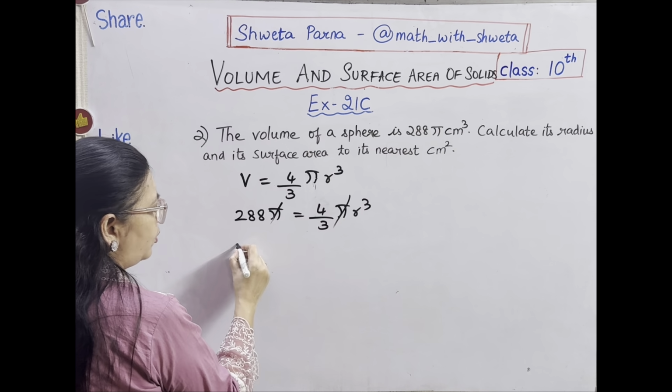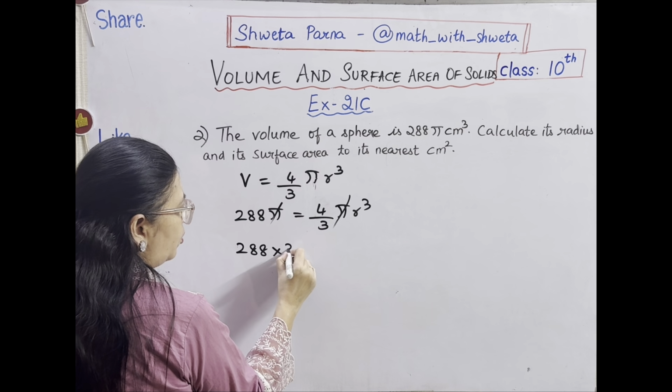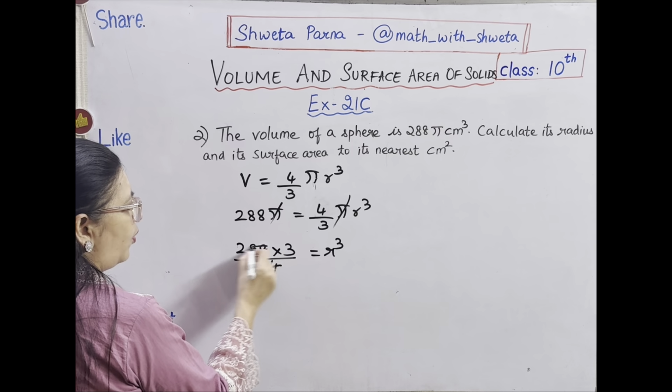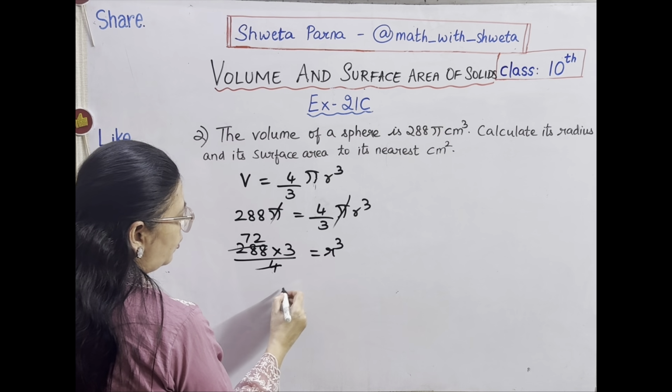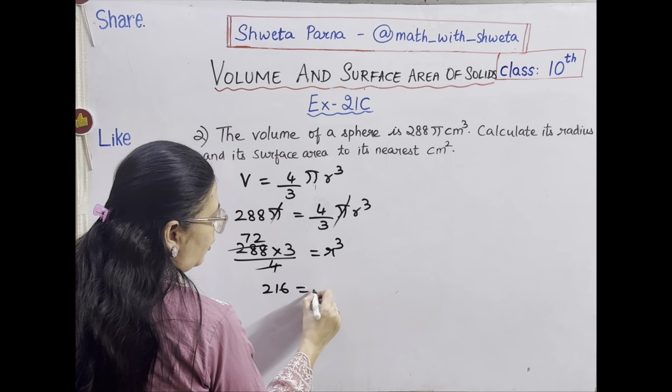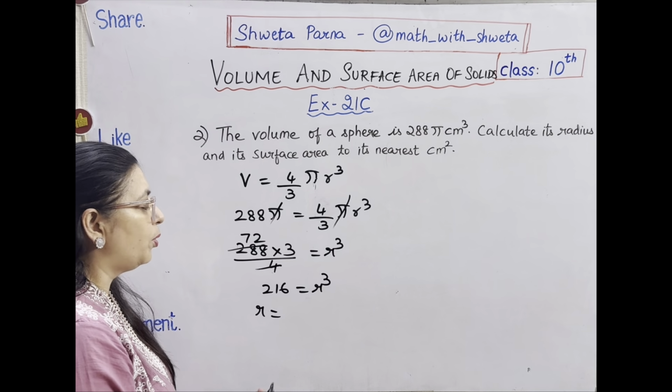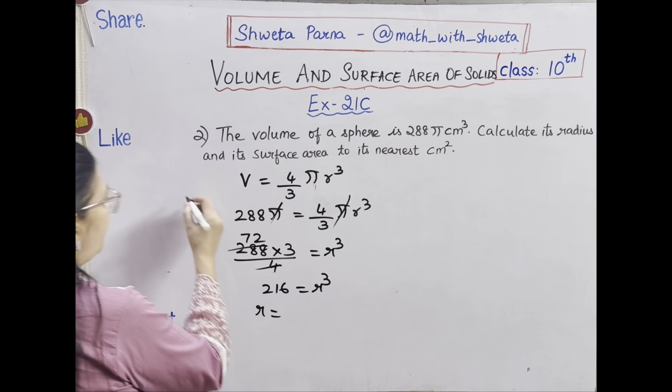So take this 3 to this side. 288 into 3 divided by 4 is equal to r cube. So 216 is equal to r cube. So r is equal to, you have to find the cube root of 216. How do you find it?